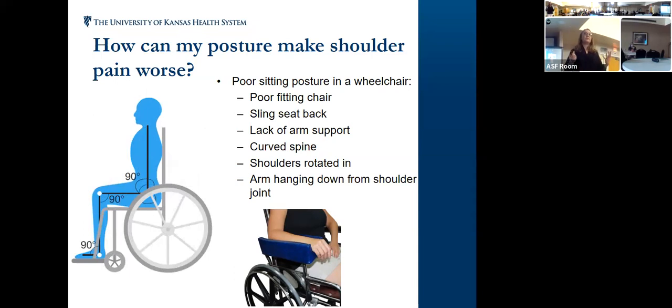So this is what good sitting posture would look like, right? And I don't have the best posture either, but ultimately, if you are using a wheelchair or sitting in a chair.